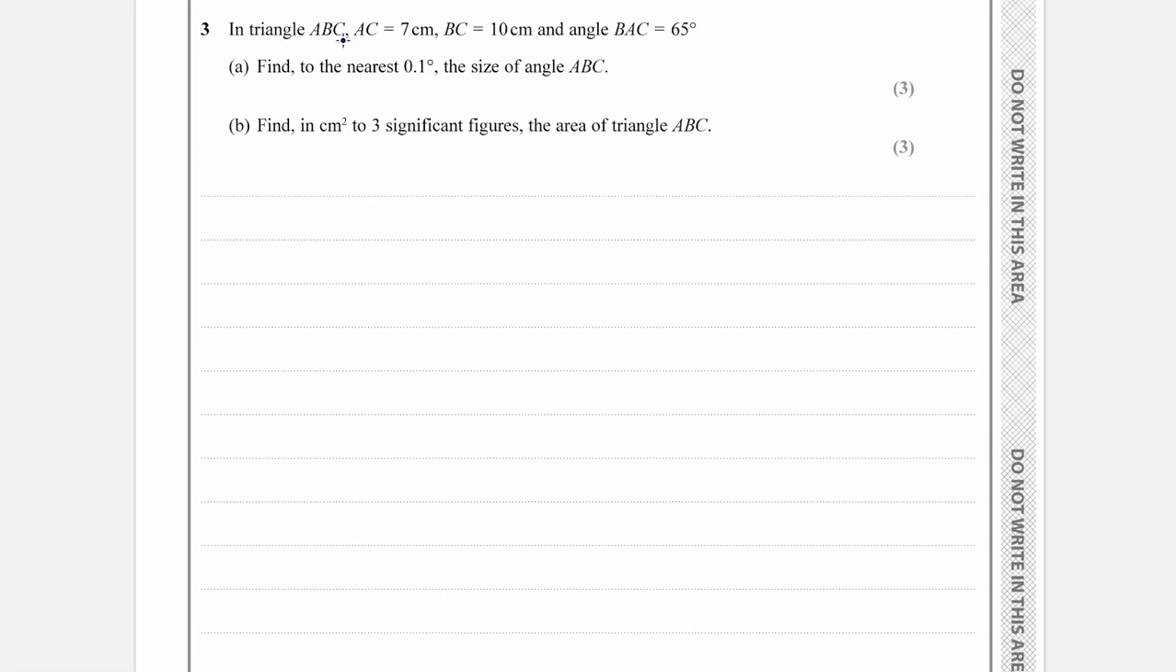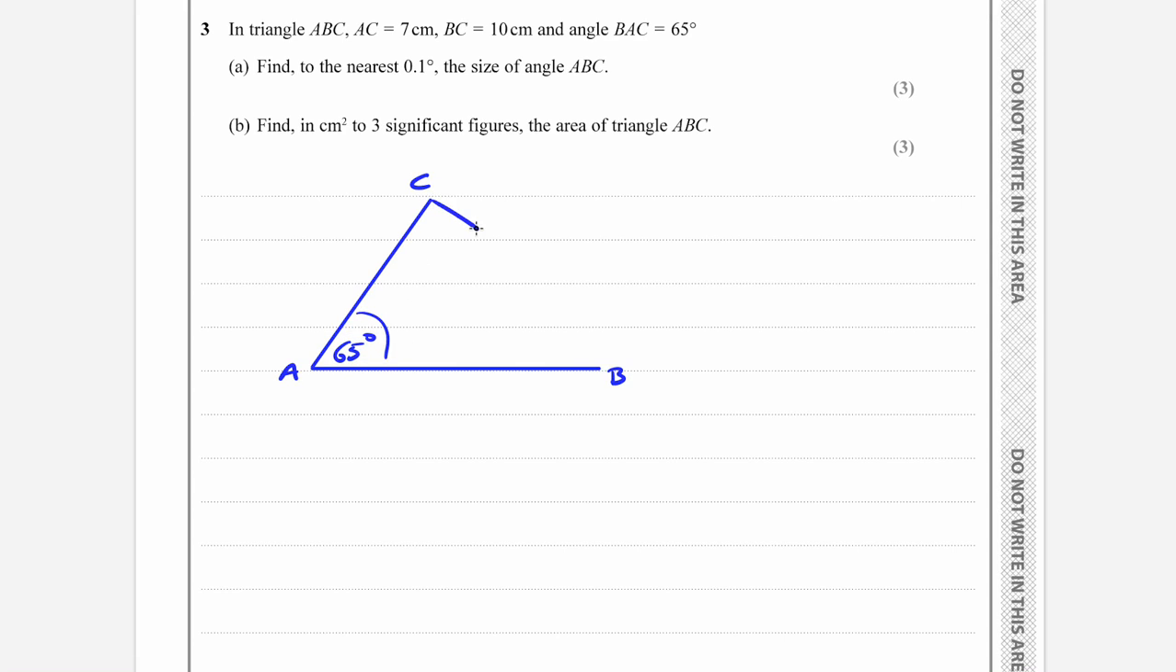Okay, let's draw this, guys. ABC, AC is 7, so BAC is 65, guys. So let's just do it like this. Let's do BAC. So let's say C is here. Okay, this is 65 degrees. So let's say this is C and this is B. So BAC is 65 degrees.